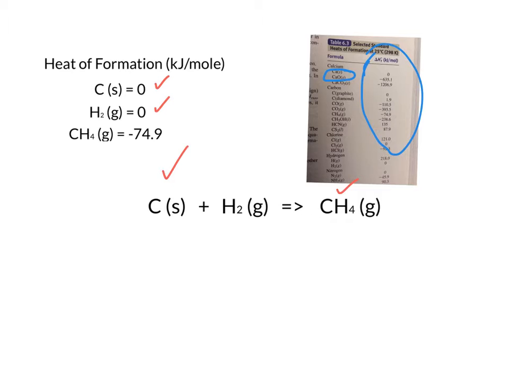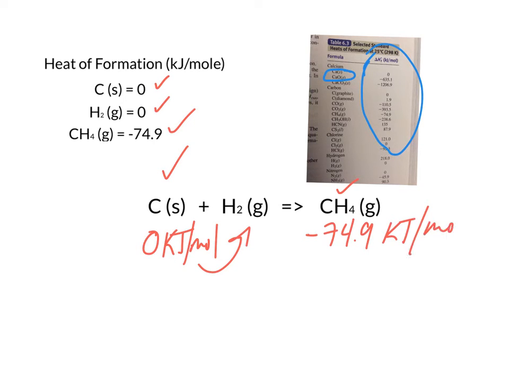we have to use all 3 numbers. And this is a fairly simple one to do because there's a bunch of zeros and then finally that one negative number. So we say this number is 0 in kilojoules per mole. And the same thing goes for this one here. So they're both 0. But this one right here is negative 74.9 kilojoules for every mole. And the nice thing about this here is we're going to have to balance it first.